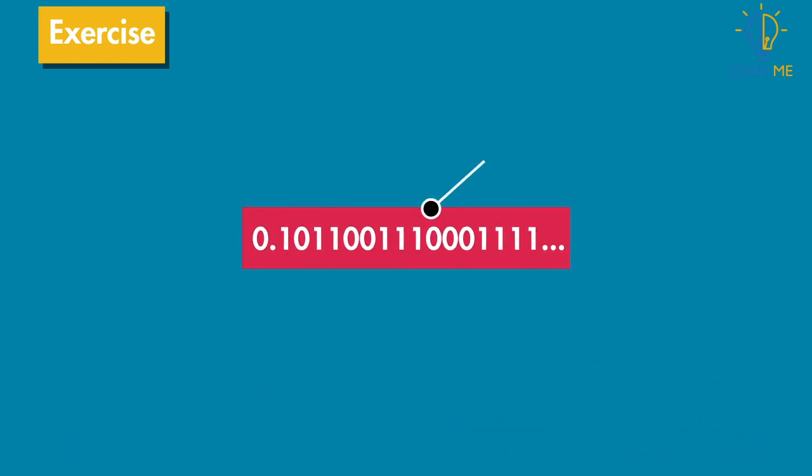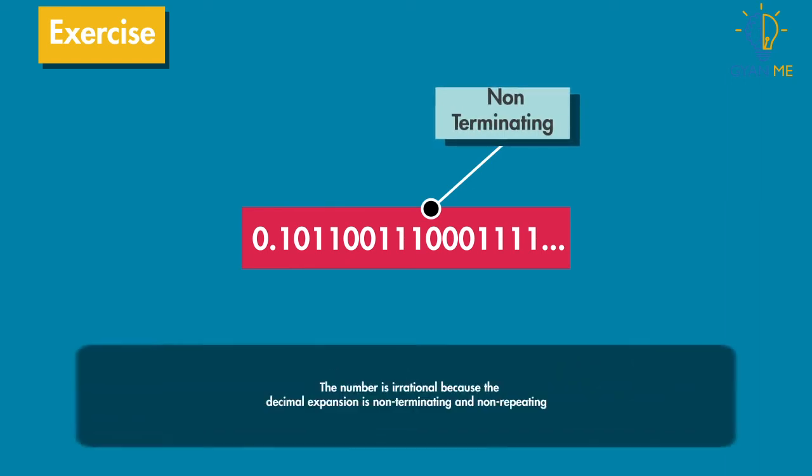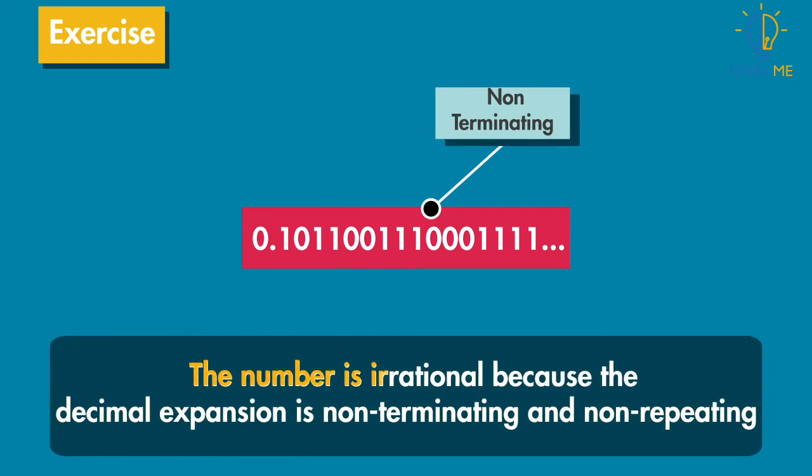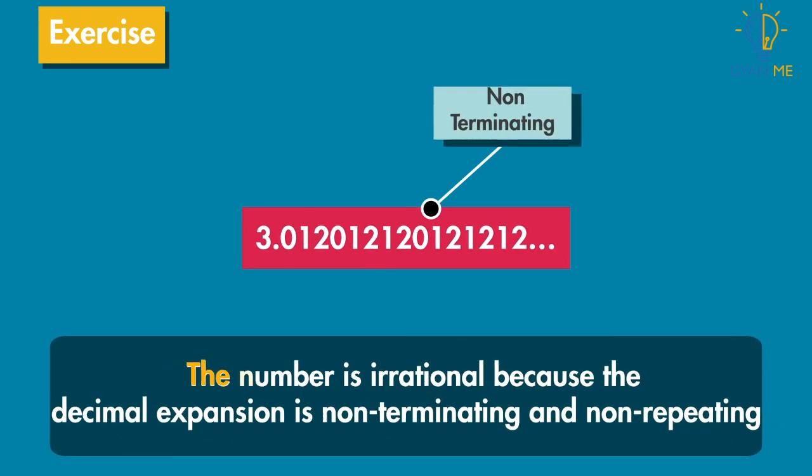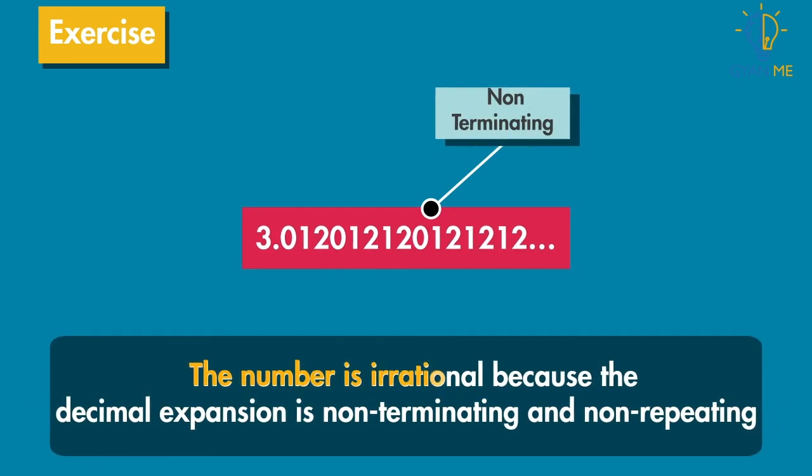In our fourth example, the decimal expansion is non-terminating and also you can see it is not repeating. Therefore, the number will be irrational number. In our last example, you can see that decimal expansion is non-terminating and non-repeating. Therefore, the number will be irrational number.